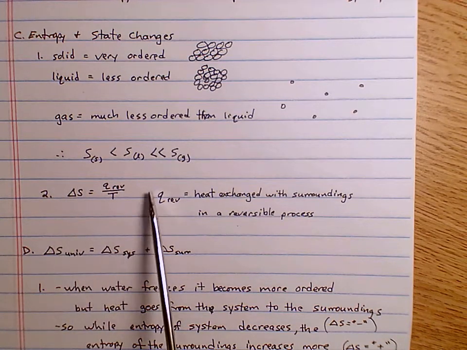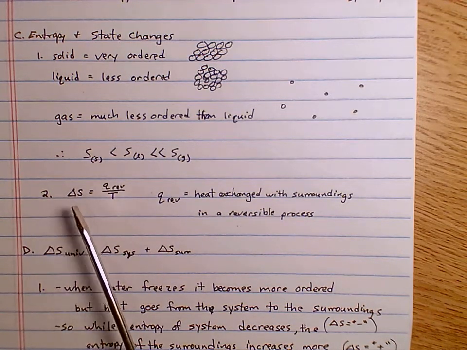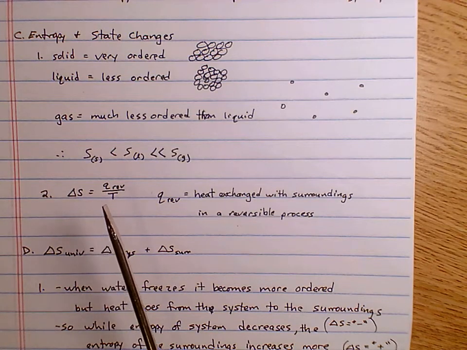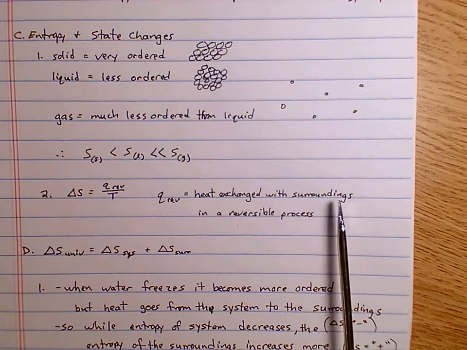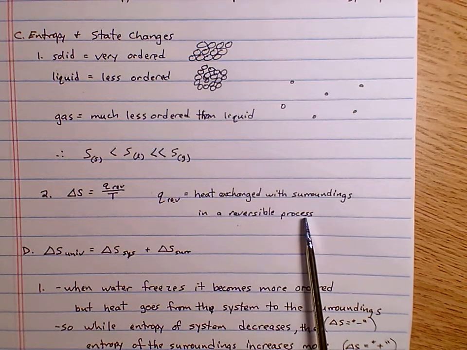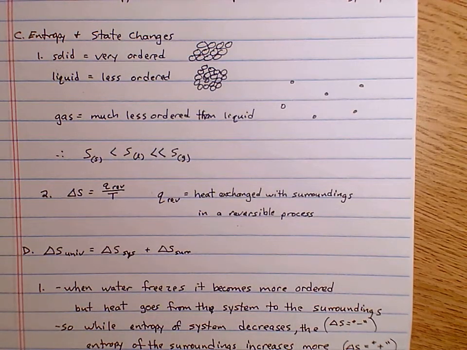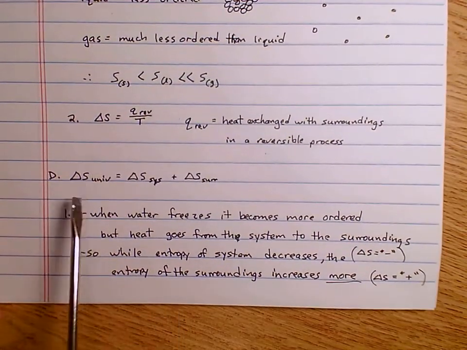So liquid a little more entropy than a solid, gas a whole lot more entropy than a liquid. And here's a nice equation. Our change in entropy of a solution equals Q rev, the heat exchanged with the surroundings in a reversible process, divided by the temperature. Recall when we learned delta H way back in Gen Chem 1, when you had the system and the surroundings, we're going to go back to those terms.